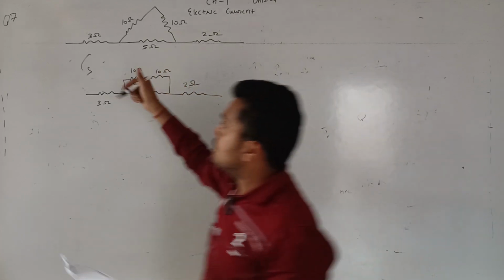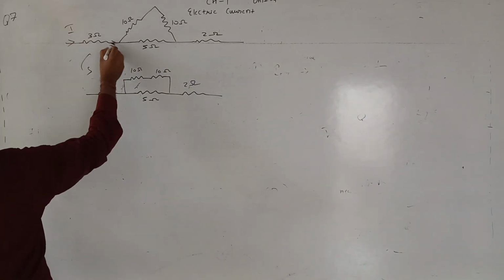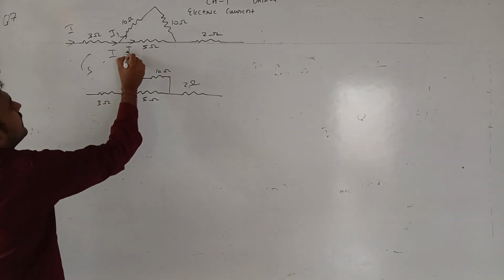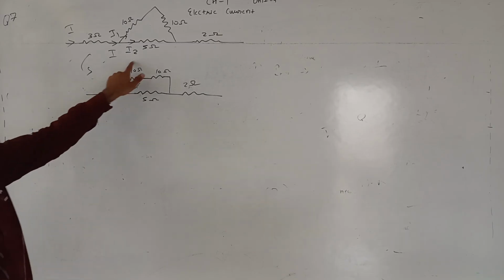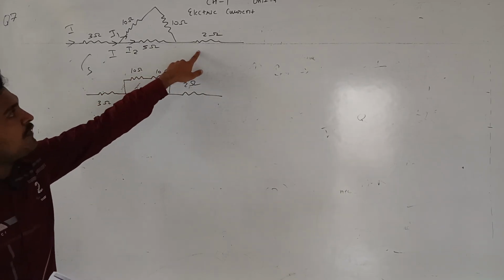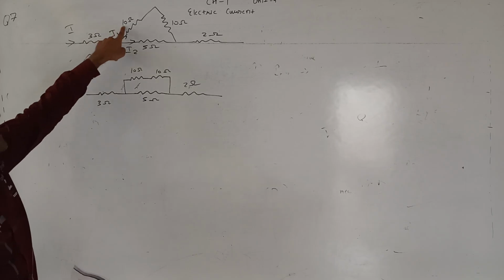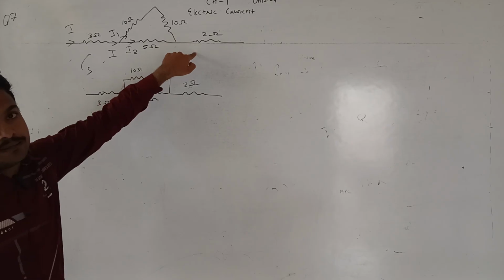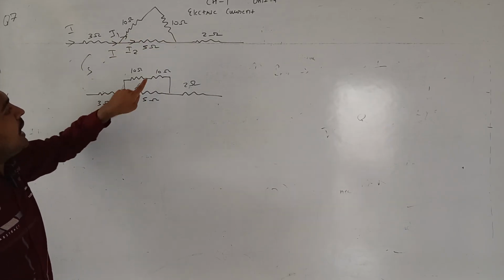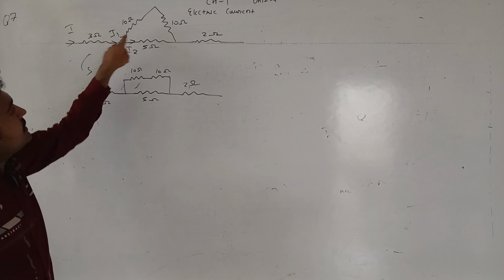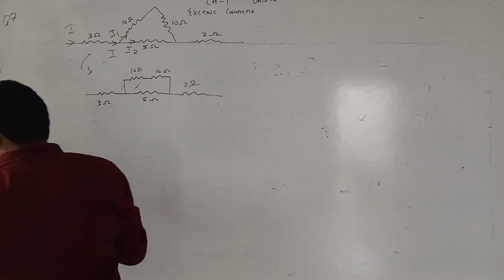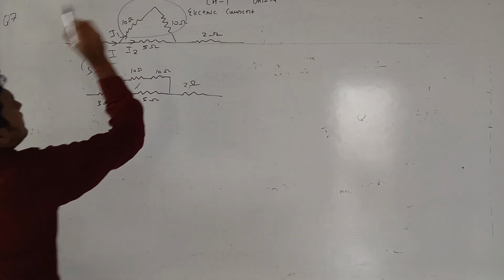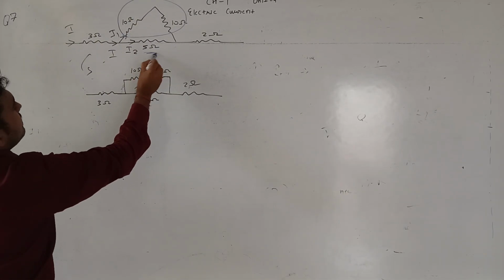Why these are in series? Suppose current I is coming from here, so it will come here also, but from here it will get divided into 2 parts, I1 and I2. So I2 current will pass through 5 ohm resistance and will come out of it, but I1 will pass through 10 ohm resistance, and the second 10 ohm resistance also, the same current I1 is going to pass. Therefore, the two resistances are in series with each other, and the combination of these two resistances is in parallel with the 5 ohm resistance.